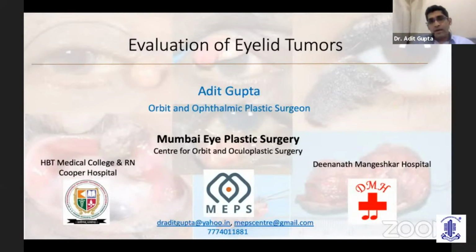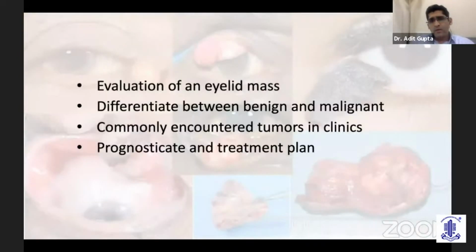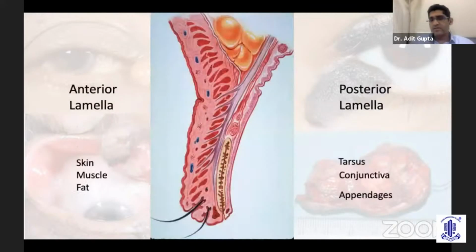Eyelid tumors vary from small nodules to fungating masses, which can be life-threatening. So, it is very important as a postgraduate and even as a clinician to differentiate between these tumors so as to guide management prudently. What I would be discussing in this talk would be how to evaluate an eyelid mass, how to differentiate between a benign and malignant tumor, and how to differentiate between commonly encountered tumors in the clinic.